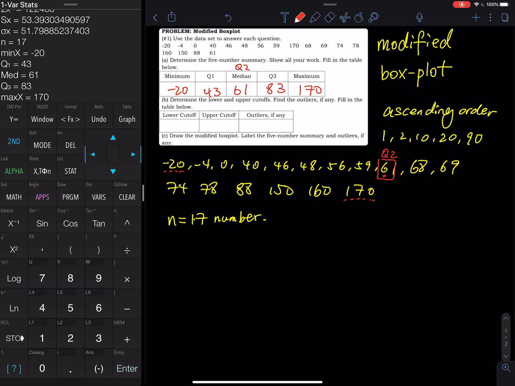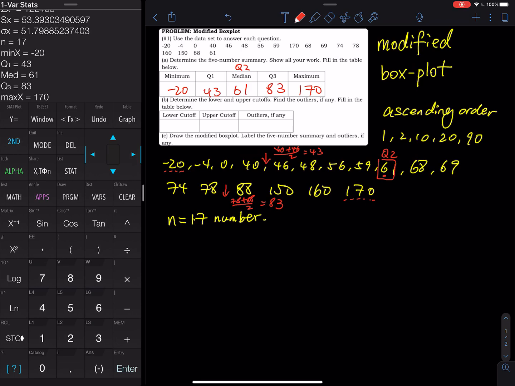And then what about Q1? So Q1, there are 8 numbers on the left of Q2, right? So Q1 is right over here. So if you take 40 plus 46 divided by 2, you get 43. And then Q3 is right here. If you take 78 plus 88 divided by 2, you get 83. So that's how you get the 5-number summary.